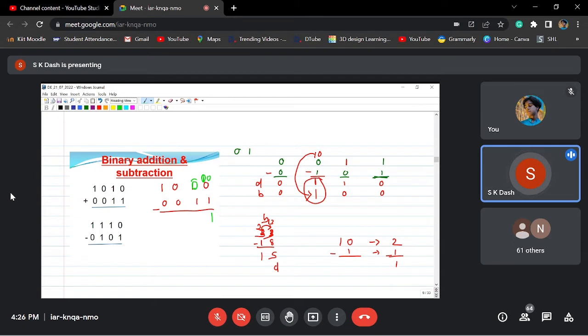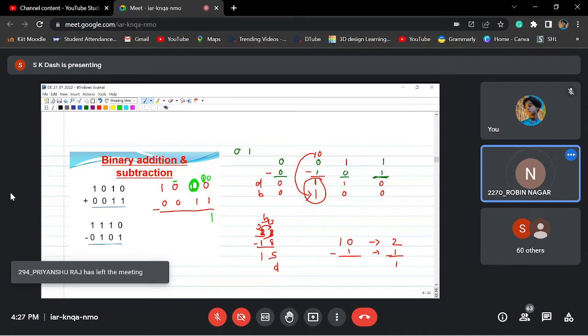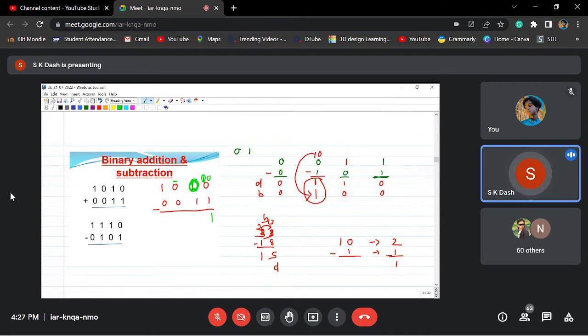But now we have a problem. What is the problem? Because of taking borrow from there, this also becomes 0, because 1 was there. Now 0 minus 1. For 0 minus 1, I will require borrow. Can I take borrow from this place? No, sir, this is already 0. We cannot go further than this. Then what to do? Let me take it from here.